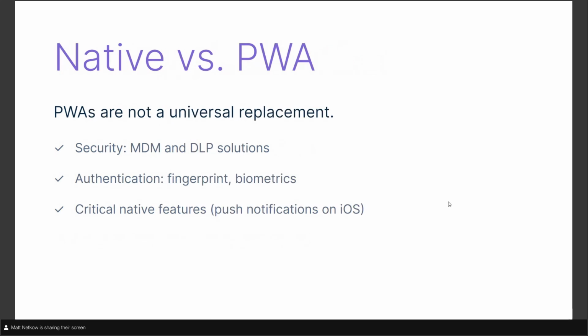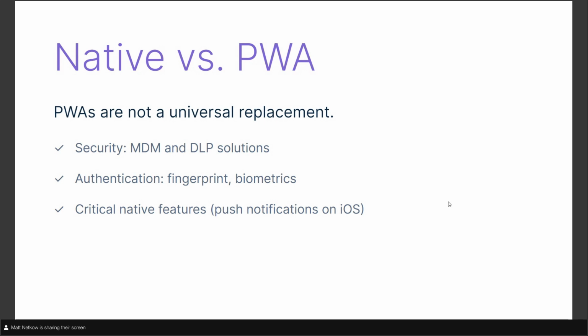With all the benefits I've touted with PWAs, you're probably wondering again about some drawbacks and where they might fall over today. Fortunately, there are only a couple of things to point out, but they are not a universal replacement for all app technology. So here are some critical areas to look out for. The main one, of course, is security. So mobile device management and data loss prevention solutions.